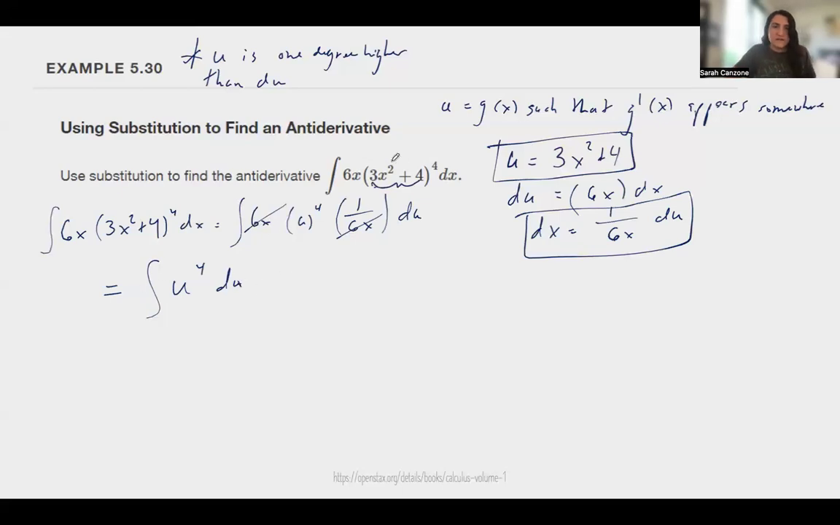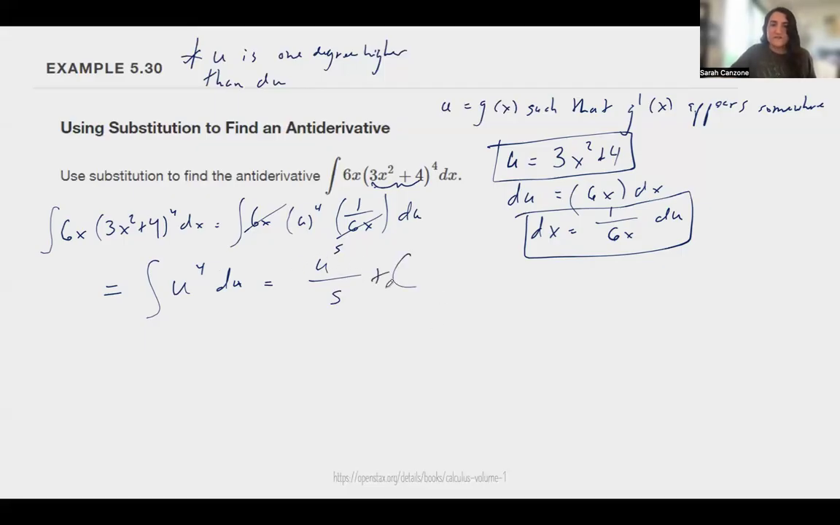And so what you've done is now you've taken this thing and you're saying, well, this is actually just u to the fourth. Well, we know how to integrate u to the fourth. That's up a power divided by that power. That is just the power rule. So u, put a fraction, up a power is 5, divided by that power is 5, plus c.